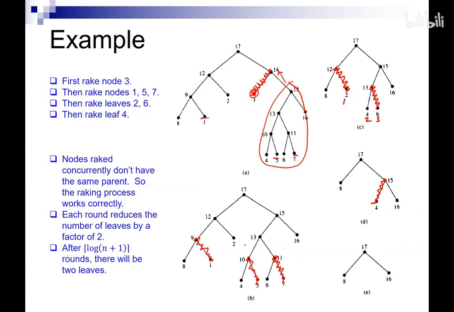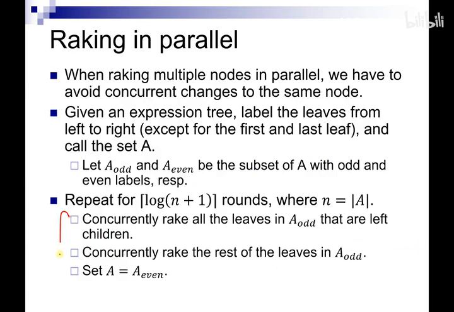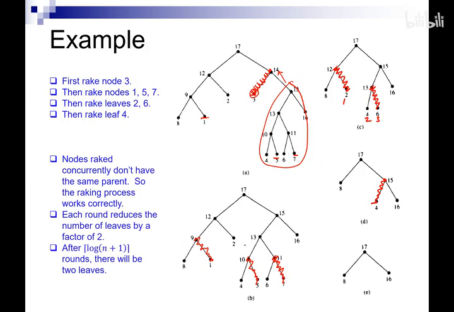And each round of this raking process, we actually remove all of the odd-numbered leaves, because if you do this, you get rid of all of these odd-numbered leaves, and you're only left with the even-numbered leaves. So each raking round is going to remove half of the nodes. Therefore, if you do this for log n + 1 rounds, then there are only going to be 2 leaves left. So we end up with this situation over here. This is how we can concurrently reduce the size of the tree.